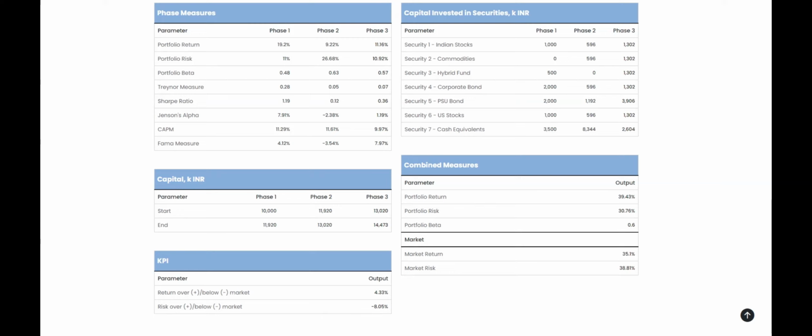Capital shows the invested and current capital based on the returns, which will be carried forward to the next round. Your objective in the Portfolio Management Microsimulation is to have investment return higher than the market and risk below the market average.